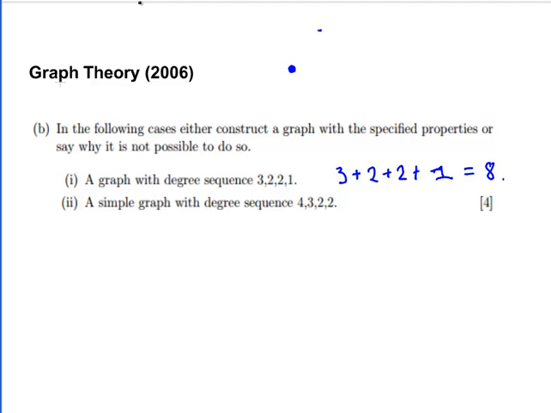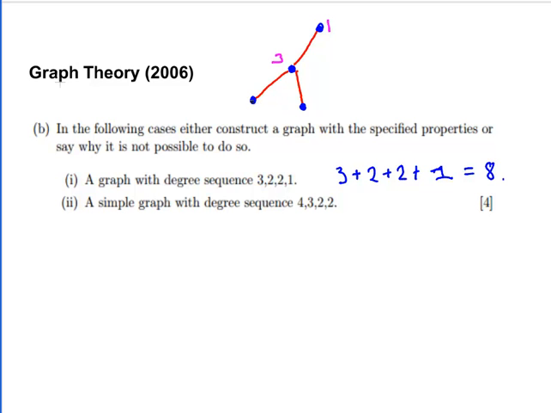So this is going to be the degree 3 vertex. So we'll have an edge going there, an edge going down here, and another edge going down here. So let's just put in the degrees beside each. So 3, let's just leave that one there. That can be our 1 degree vertex. So two more vertices down here.